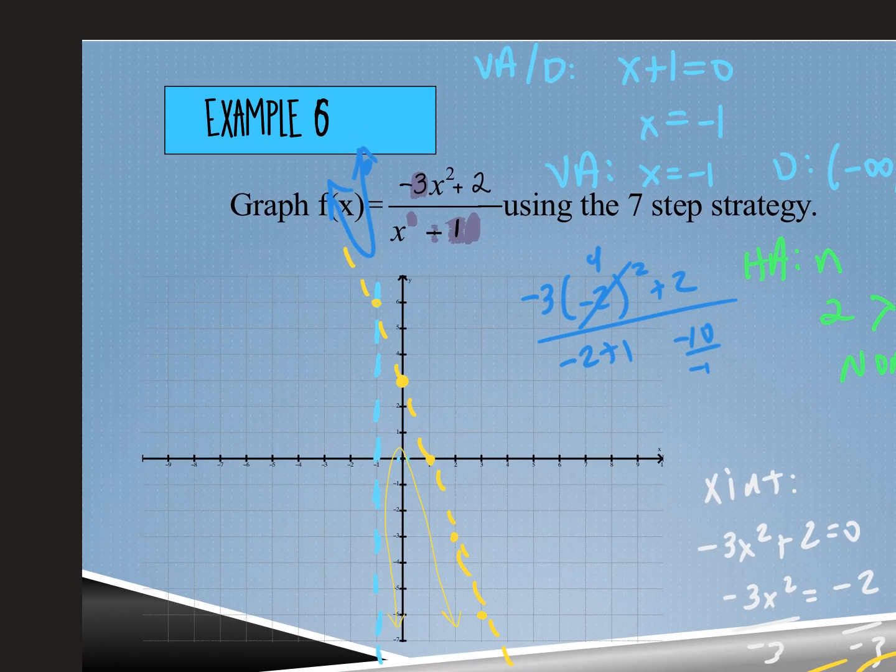Probably won't have a slant that you have to graph on your test. It's going to be very basic, but I want you guys to understand what a slant would look like. It has a vertical asymptote and then a slanted line. So then your boomerangs just exist in different areas. It's not just in quadrants. They're kind of smooshed together.